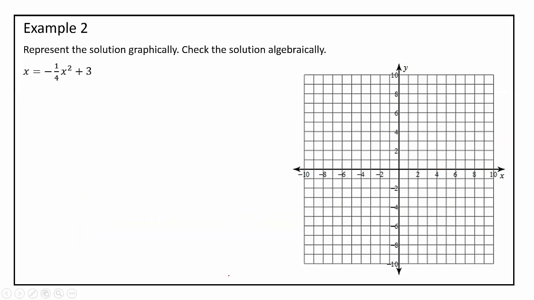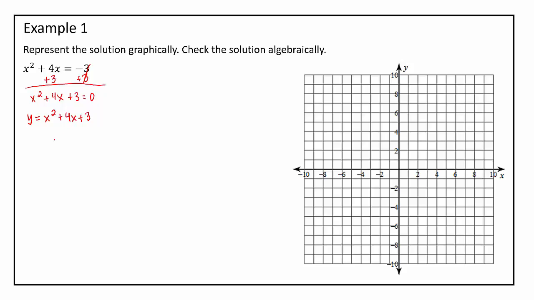So let's take a look at this. On example 1 here, it says represent the solution graphically, check the solution algebraically. We want to start by getting everything on one side. The easiest way to do that would be to add the 3 over, so that we have x squared plus 4x plus 3 equals 0. That's step 1. Now we're going to rewrite that as y equals x squared plus 4x plus 3.